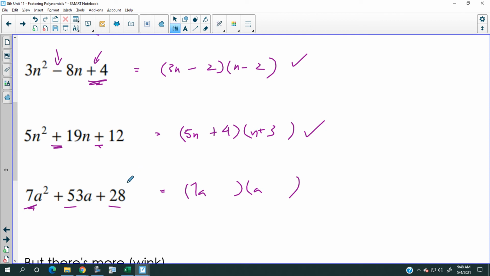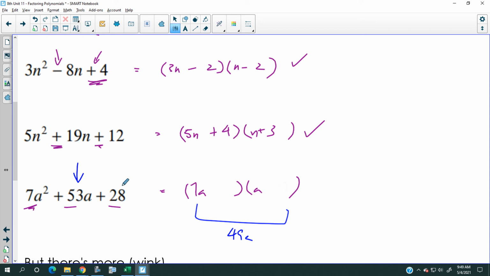Now, I need 28. So initially I'm thinking 7 and 4. Here's the thing, I need my number to be pretty big in the middle. You see what I'm saying? So if I'm gonna put a 7, I'm gonna put the 7 here, the bigger number here. Why? Because 7 times 7 is already 49x, right? It's getting me very close to 53x.